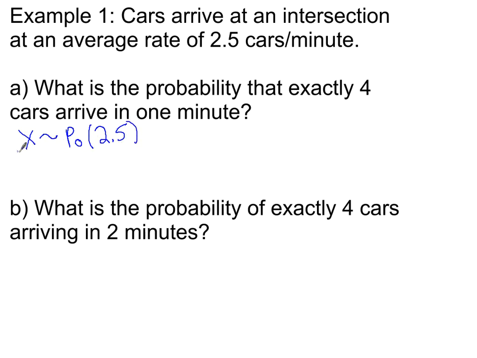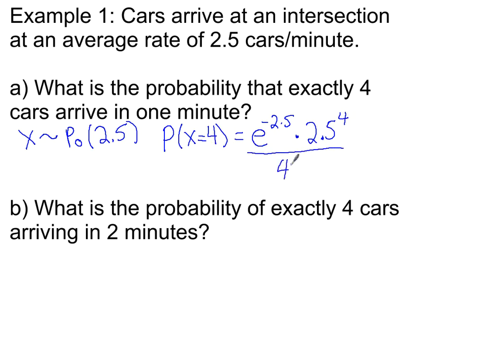So that's how we say that, right? X is a discrete variable Poisson distributed with a mean of 2.5. We want to know the probability that X equals 4. And so that probability is, according to the Poisson distribution, e to the negative 2.5 times 2.5 to the fourth, the number of occurrences, over 4 factorial. Okay, and that will give us our answer.